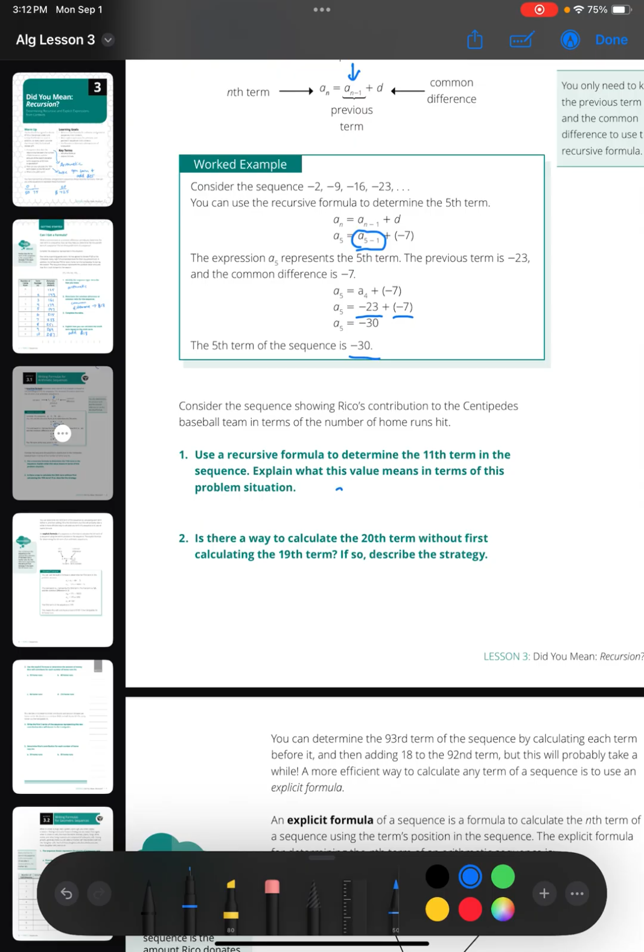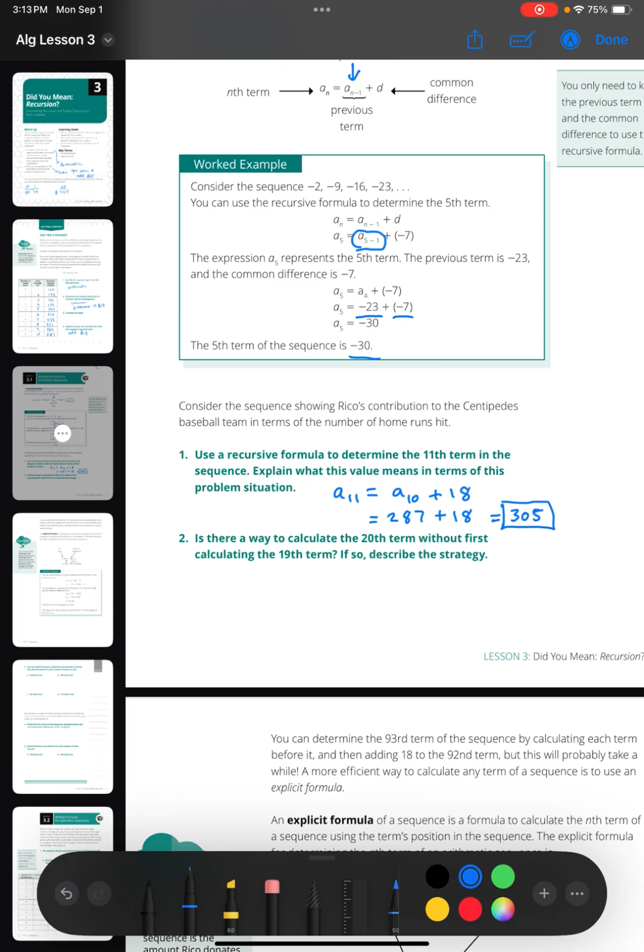Well, if I want to know the 11th term, our formula would look like this. So the value of the 11th term, a sub 11, is equal to the 10th term plus 18. And if we take the 10th term in our sequence, if we go back to our table, that was 287. So if we add 18 to that, we are now at 305. So there would be the value of the 11th term in that sequence.